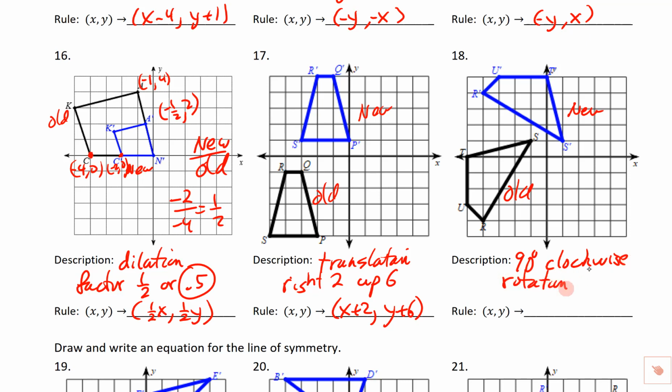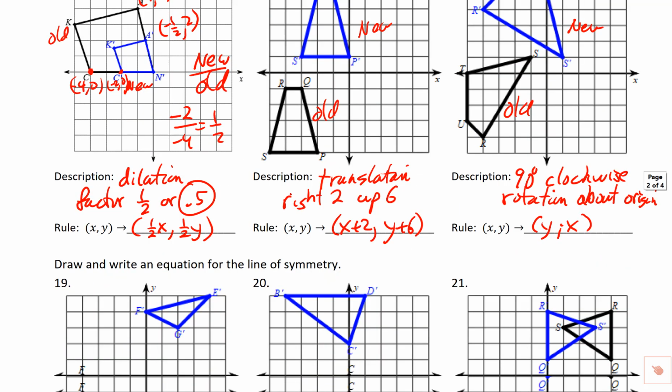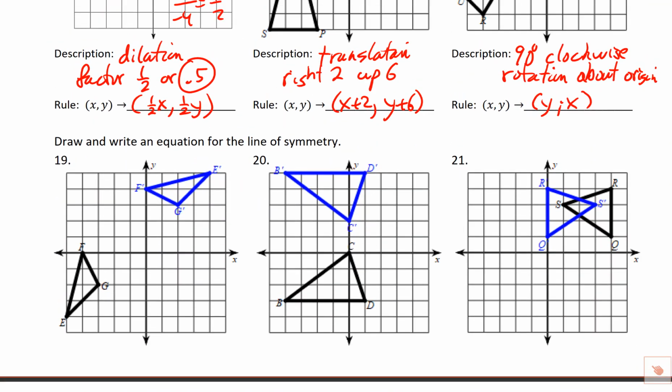About the origin. So I'll write "about origin" just to remind ourselves occasionally. And then the rule for a 90-degree rotation around the origin was, remember, we switched the x and the y, and the x gets multiplied by a negative. Okay, let's slide down here and see what we've got on the last of this page.